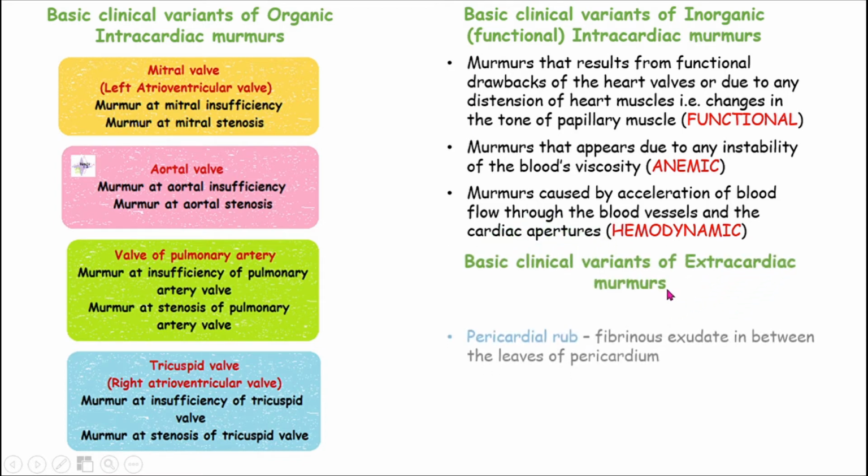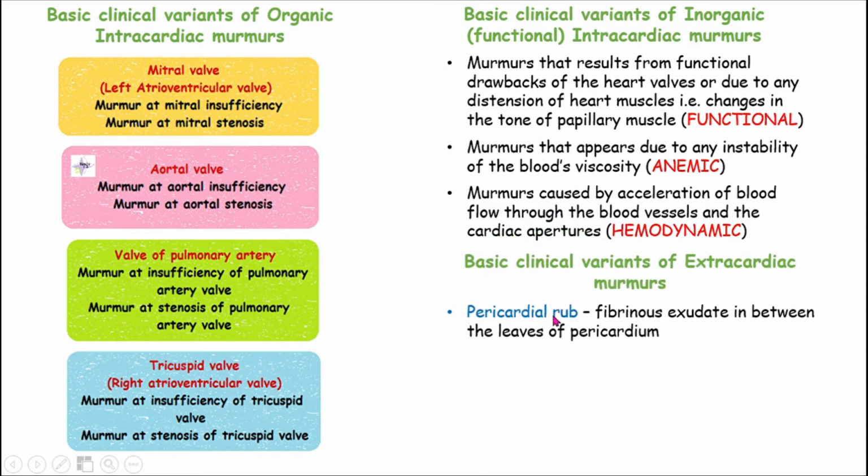So the first type is pericardial rub. This pericardial rub occurs when there is an accumulation of fibrinous exudates in between the leaves of the pericardium, and when there is an unevenness on their surfaces, there can be friction which will result in the formation of a murmur, which is also known as the pericardial rub.